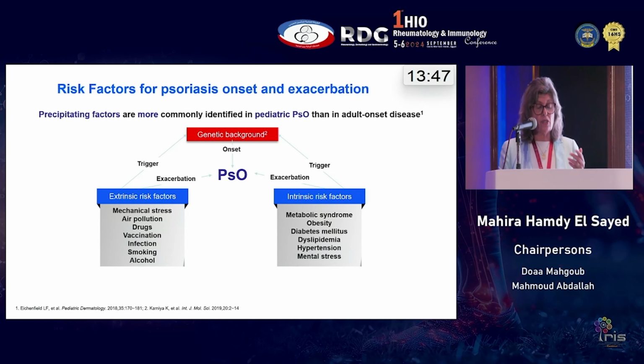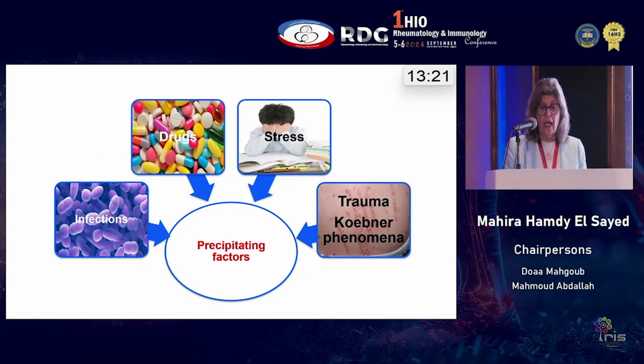The risk factors or the triggers, like we were talking this morning about adult psoriasis, are much similar. First of all, we have genetic background, and then we have either extrinsic or intrinsic triggers, whether they're drugs, infection, teenagers, of course, smoking and alcohol, mechanical stress, and all the other comorbidities like metabolic syndrome, obesity, diabetes, and so on. In children in particular, there is a lot of Koebner phenomenon.